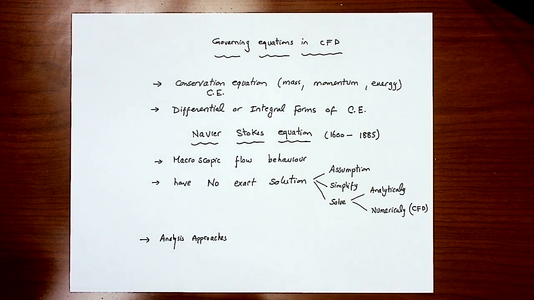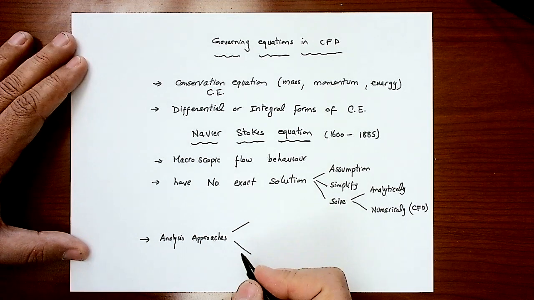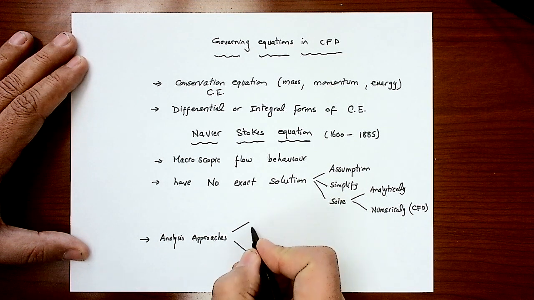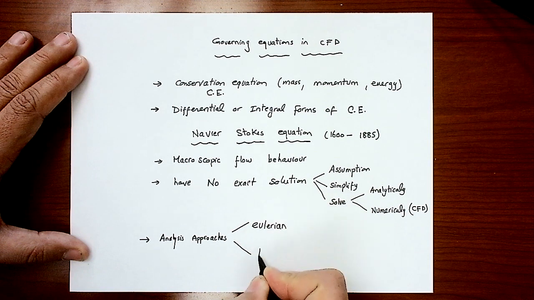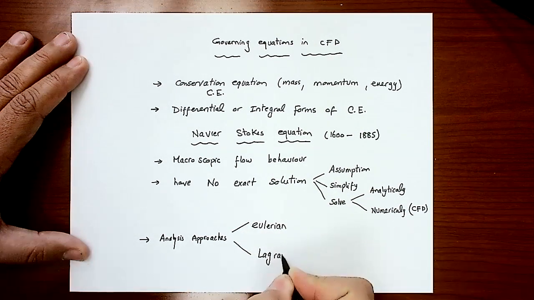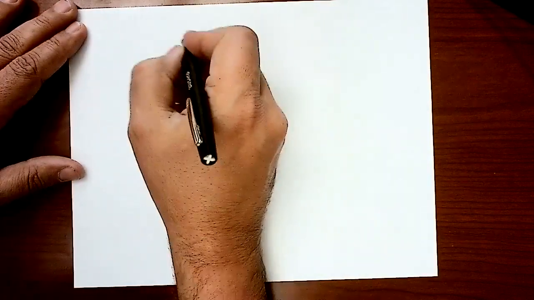To analyze a fluid flow problem, we have two basic approaches to consider. The first one is called the Lagrangian approach. The second one is called the Eulerian approach. I will explain the difference between the Eulerian and Lagrangian approaches when you analyze the fluid flow. So let's look at the first approach, which is the Lagrangian.